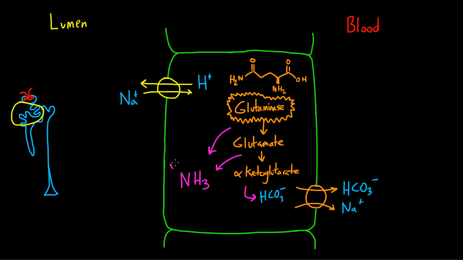But what's important is that all of this ammonia, think about it, it's non-charged. It can actually diffuse across most of the membranes. It diffuses into the urine, it can diffuse through the kidney, and it can make its way all the way to the cortical collecting ducts.